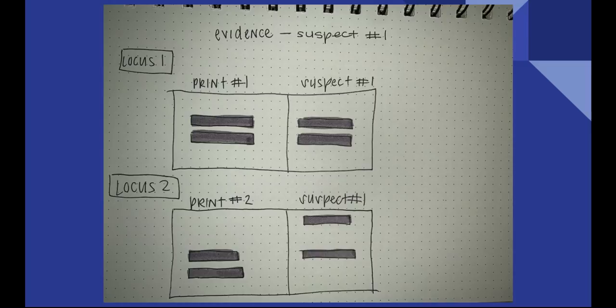In the first locus, the suspect and evidence at the scene are identical. This is what made the suspect a possibility for the criminal. Then we look at the second locus and it is still pretty similar but not identical. This means that the evidence isn't fully consistent with suspect 1. Now we move on to the second possibility, suspect 2.